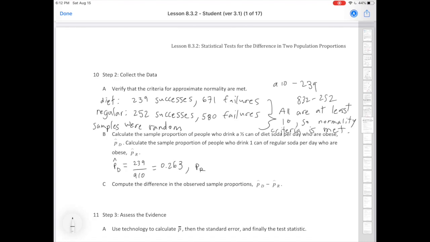And if we do PR hat, remember we had 252 obese people out of 832. So if we divide that number, 252 divided by 832, I get 0.303.